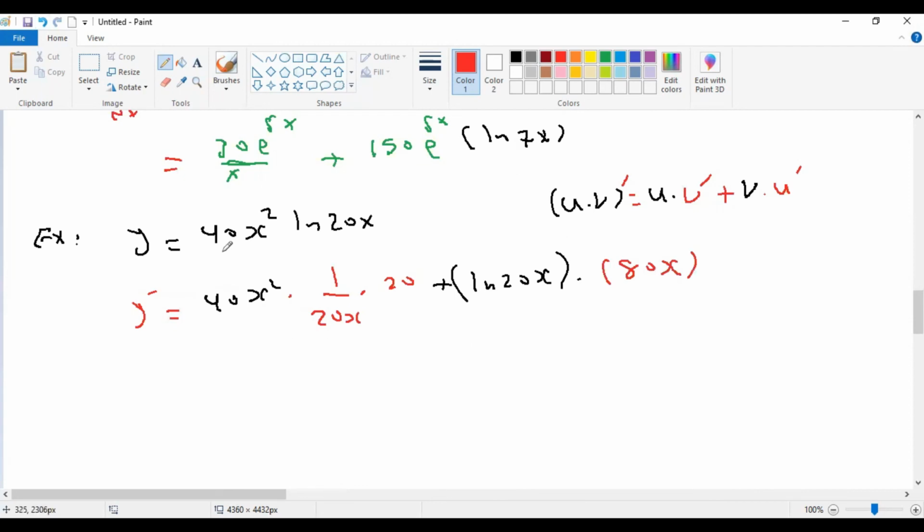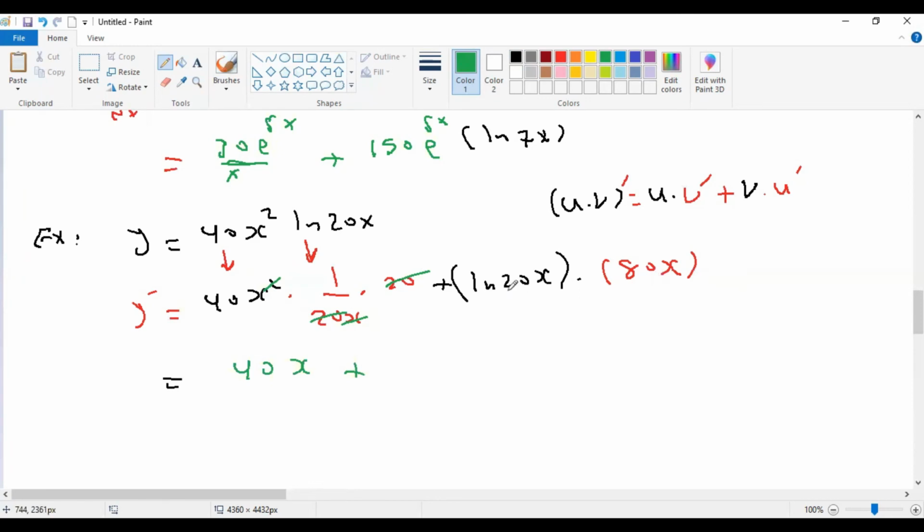So this is u times v prime, ln u derivative 1 over u, plus the second, ln 20x, times the derivative of the first one, 80x. This one can also be simplified, students. See here, I can cancel the 20 with the 20, x with x. So this will be 40 only for the first one, 40x, plus the second term.